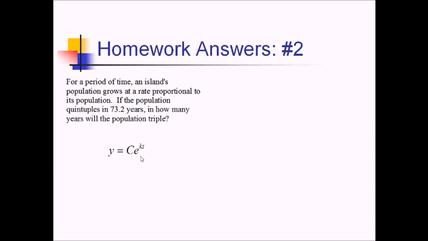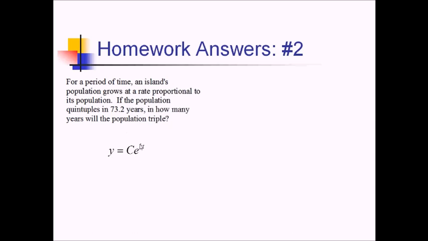So what do we have to start with? Well, we want to know in how many years the population will triple. So eventually, our target value here is going to be 3 times the initial population. Did they tell us the initial population? They did not. But if we have something that's 3 times whatever this is, we can divide 3C by C and just have a 3 over there.